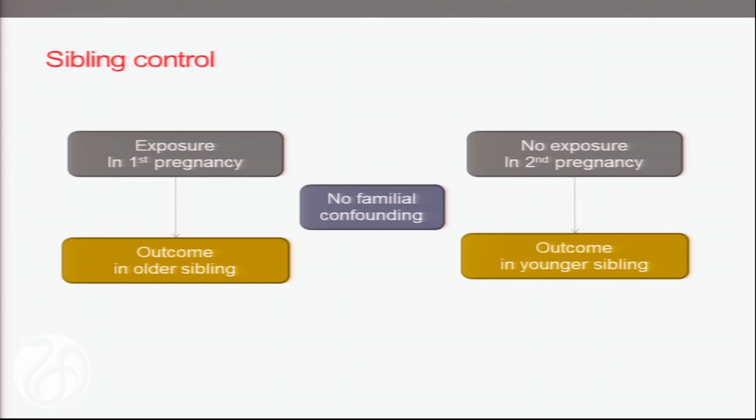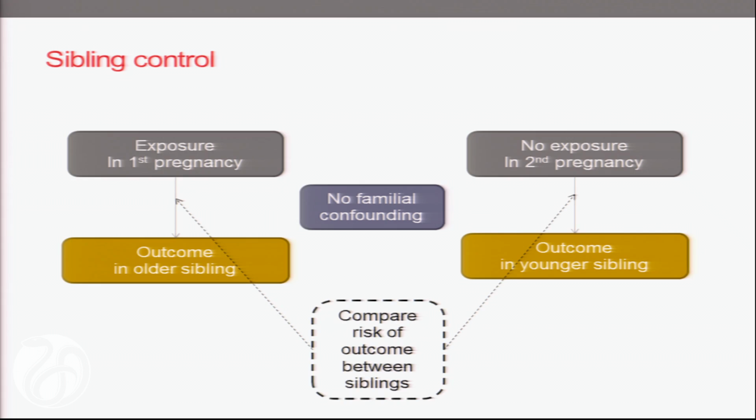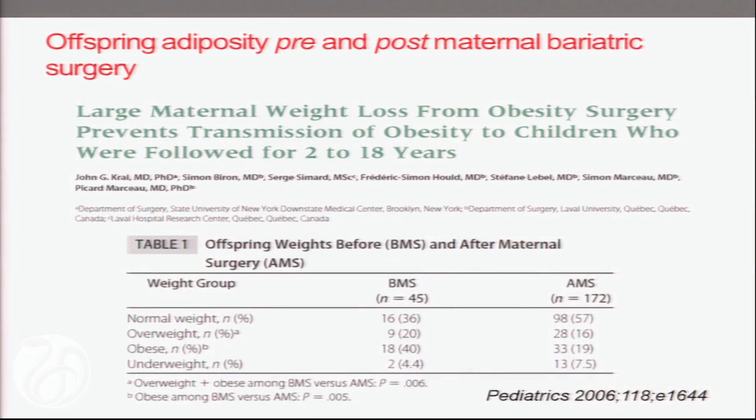Another study design that can be used and has been used, not by ourselves, but there are examples in the literature, is that of a sibling control. So where you have an exposure in the first pregnancy, but the exposure is absent in the second pregnancy, and this overcomes the issue of familial confounding. And you compare the risk between siblings. A nice example of that is the comparison of adiposity or overweight in children born to mothers who have been pregnant and obese in one pregnancy, and have had bariatric surgery and had normalized weight in the second pregnancy. Clearly, it would be of interest to undertake epigenetic studies in this context.